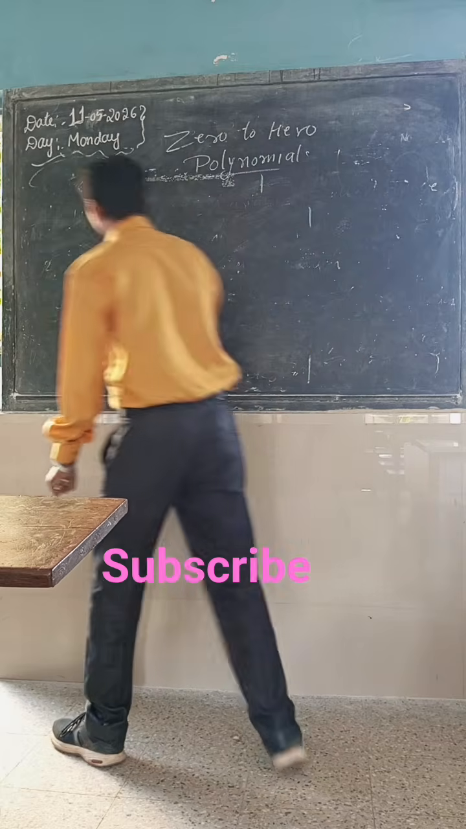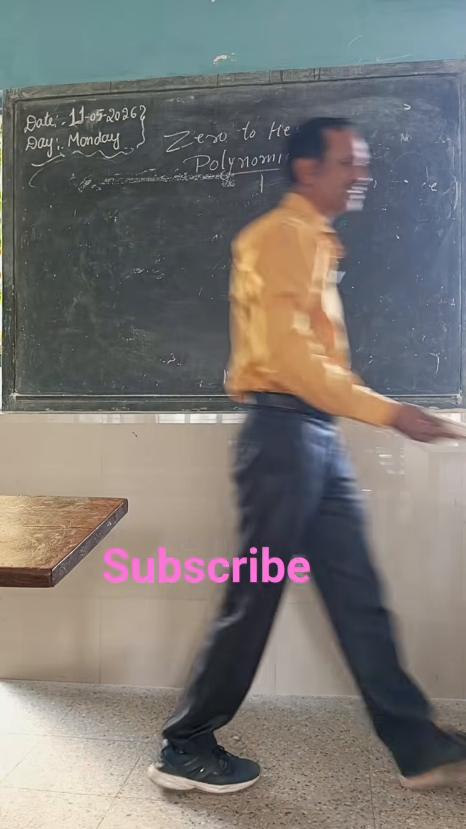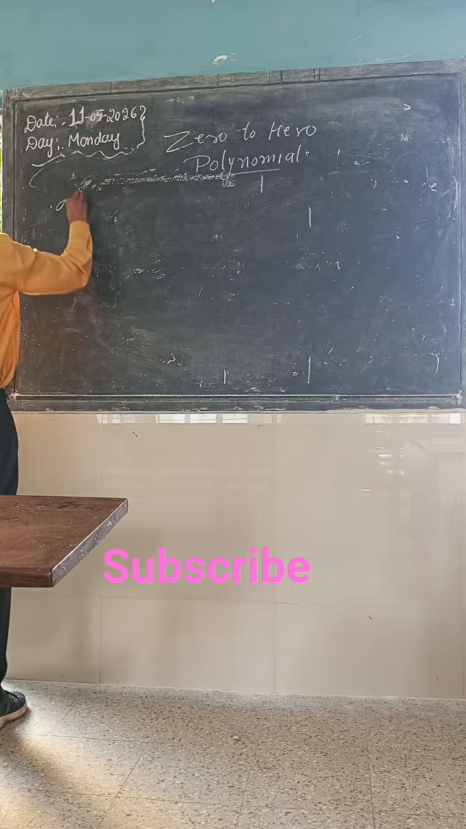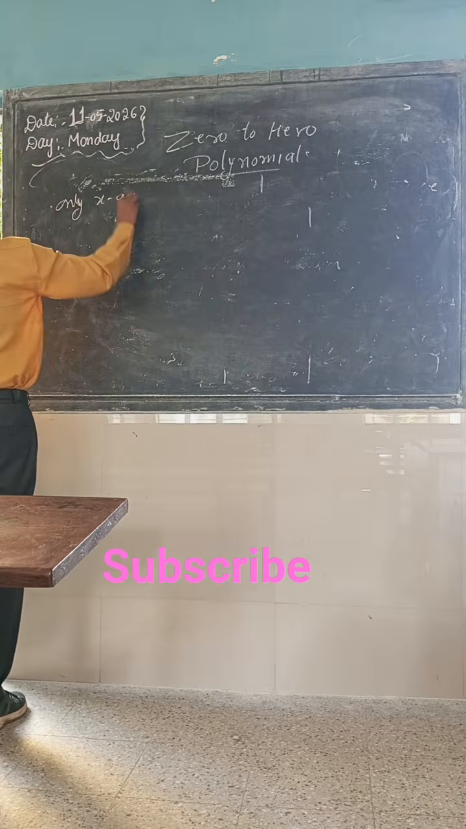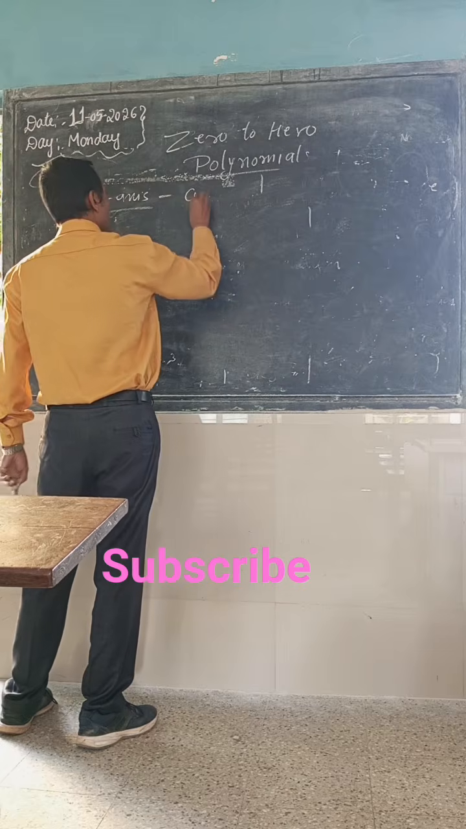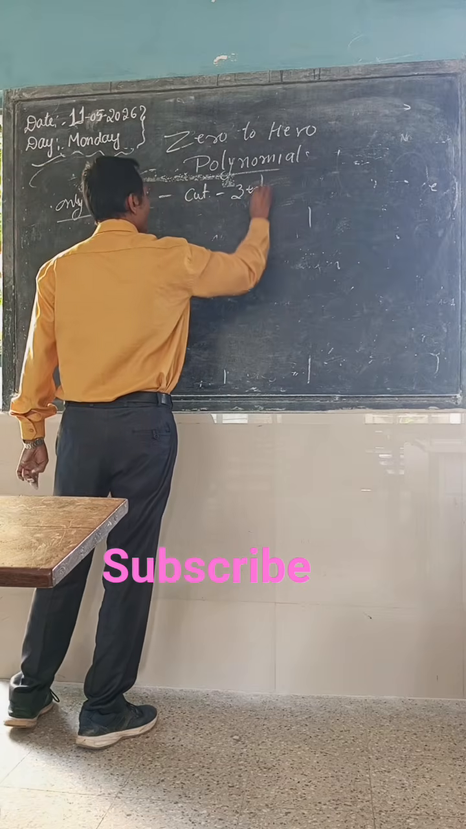So you just have to see the x-axis. Only how much the x-axis is cut. Only the x-axis: you have to see how many places it cuts, that many zeros. If it cuts, then that many zeros will be there.